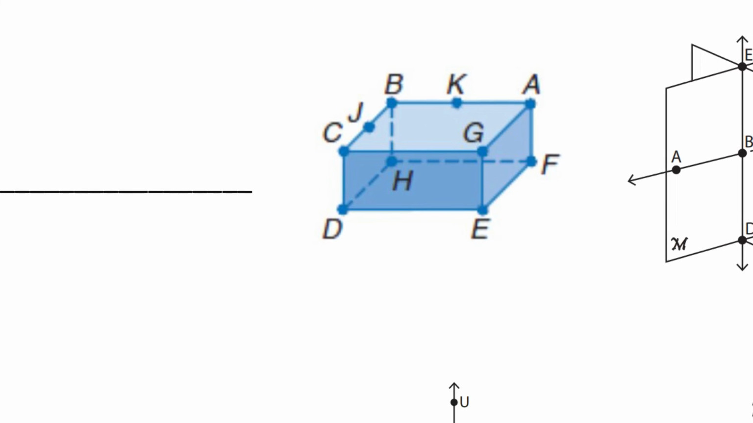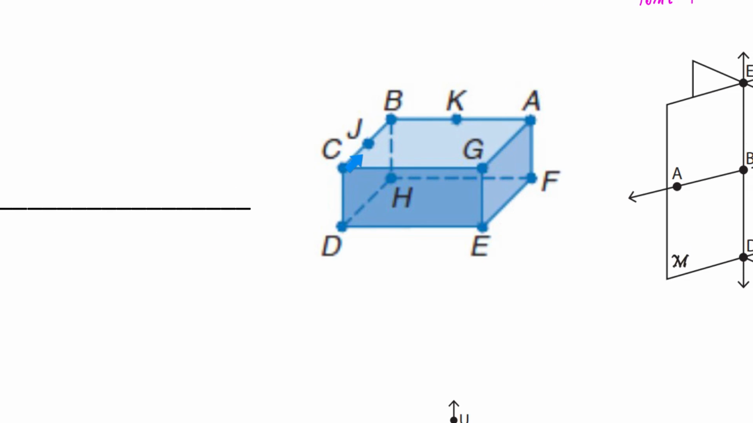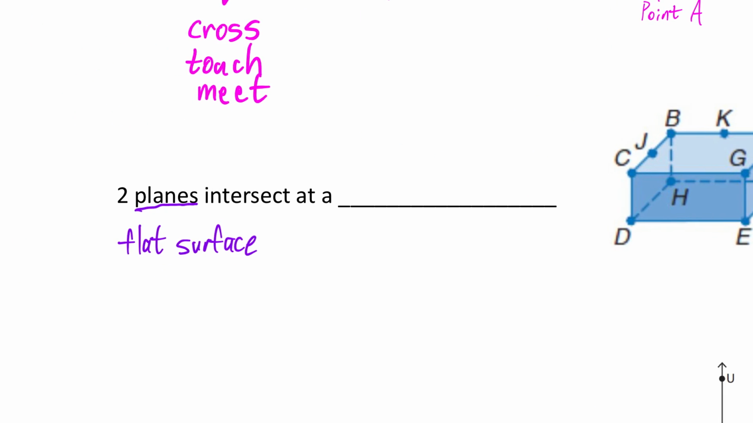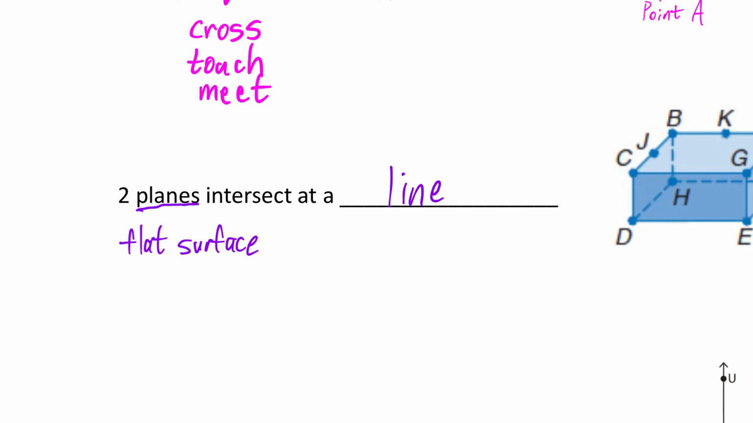If you think about it on this box, you have the top plane up here, and let's think about this plane over here on the right-hand side. Where this right-hand plane is going up and down, and it meets the top plane coming over to the right, what happens where they hit each other? A line. Exactly, a line is formed. Where two planes meet up, a line is formed. So two planes intersect at a line.